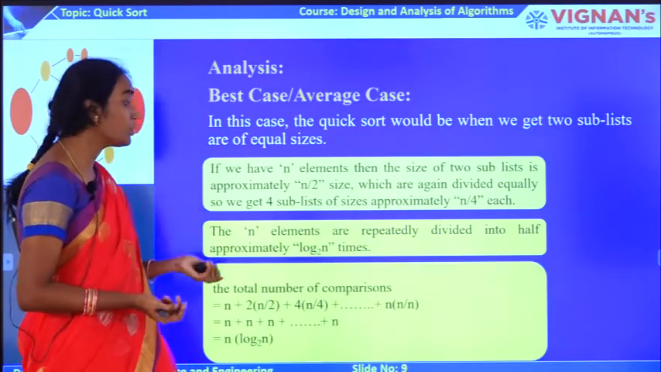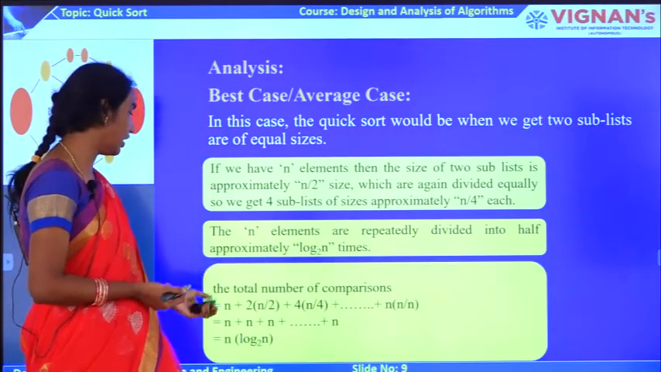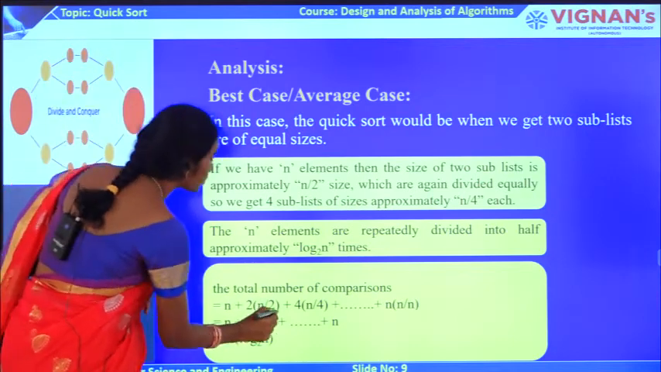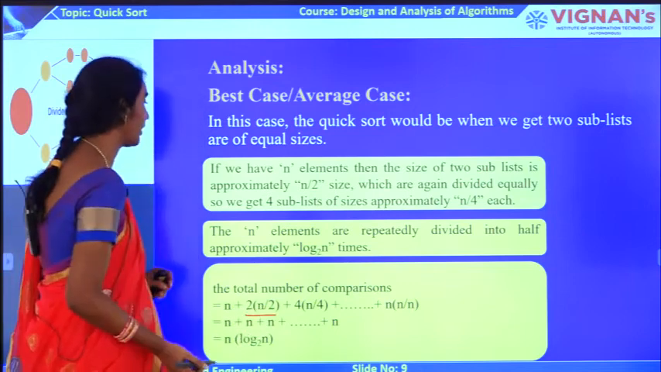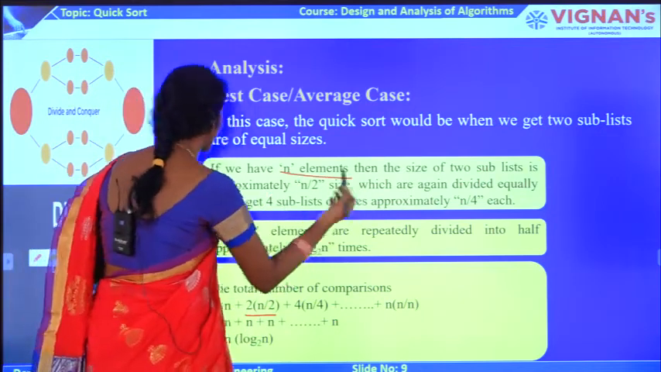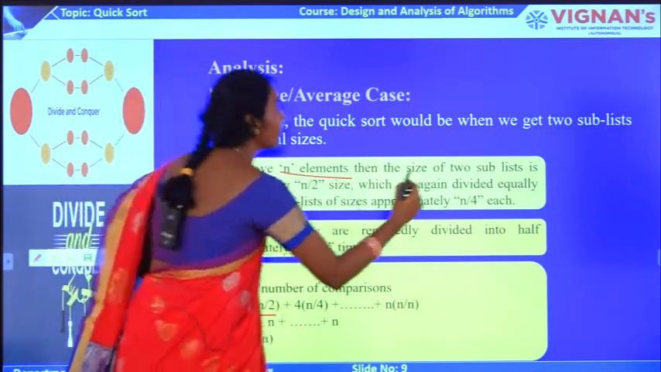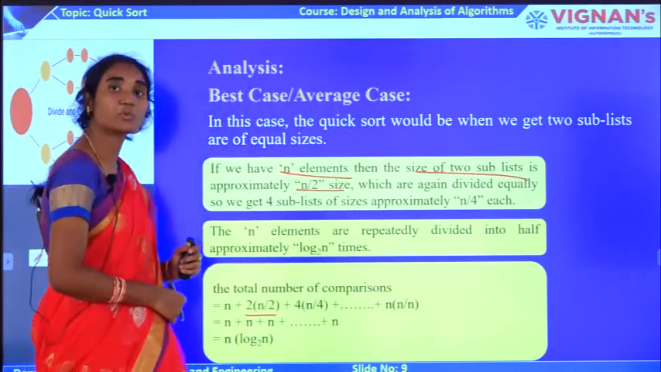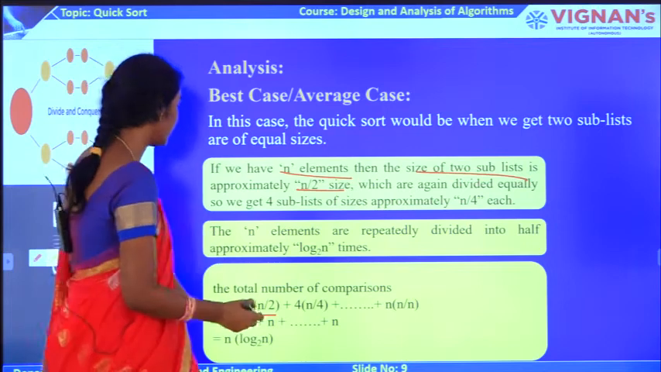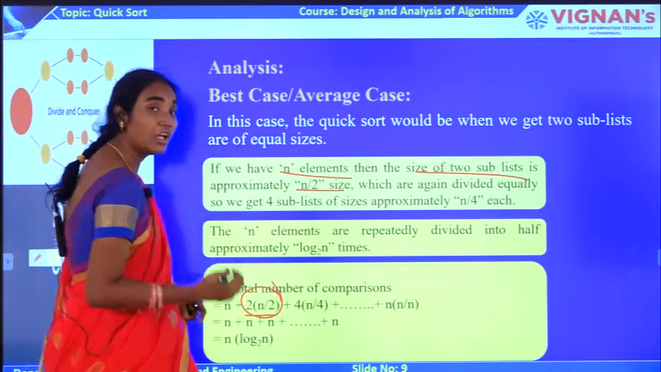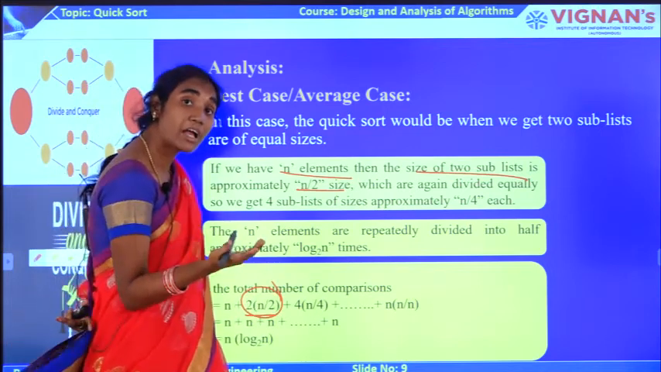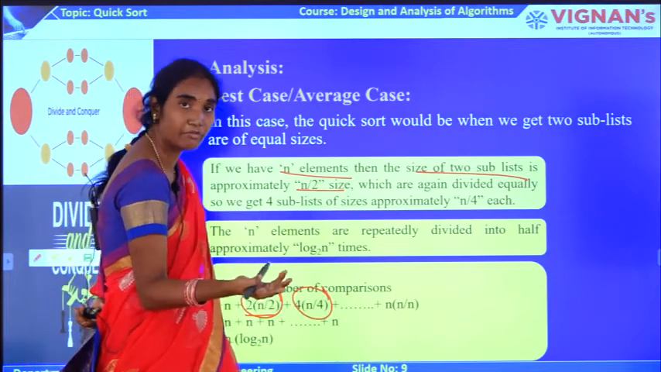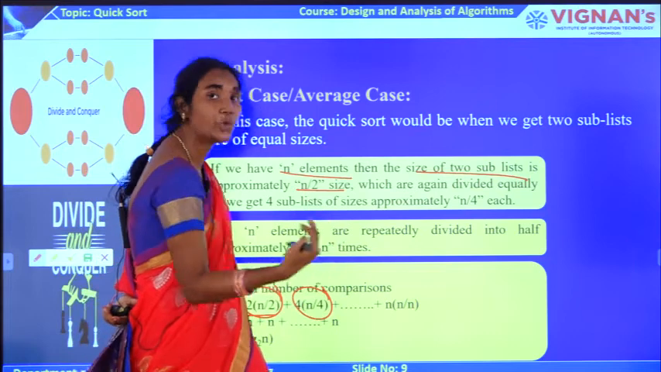So now the total number of comparisons made are n plus 2 into n by 2. Why is this 2 into n by 2? Here, if you have n elements, then the size of two sublists is n by 2, which is 2 into n by 2. Now again if I am having 4, then 4 into n by 4, and again 8 into n by 8, and so on, n into n by n.